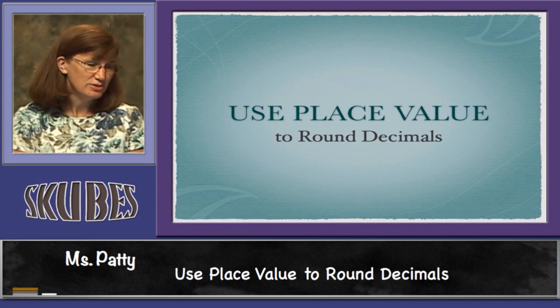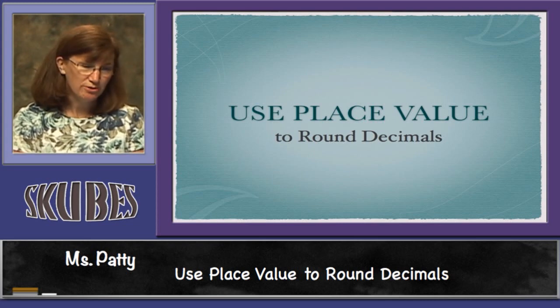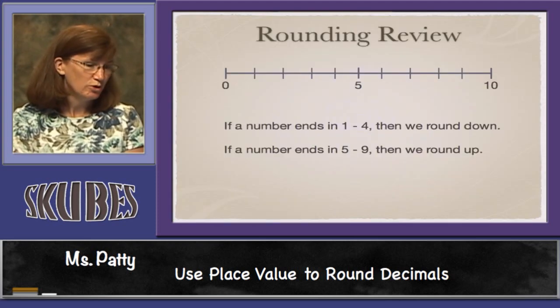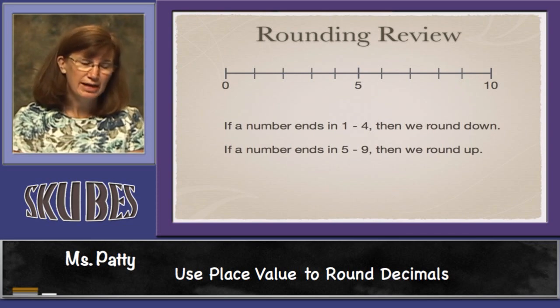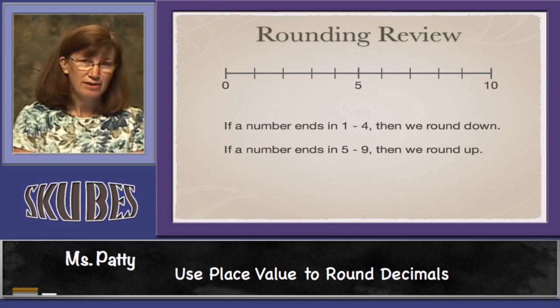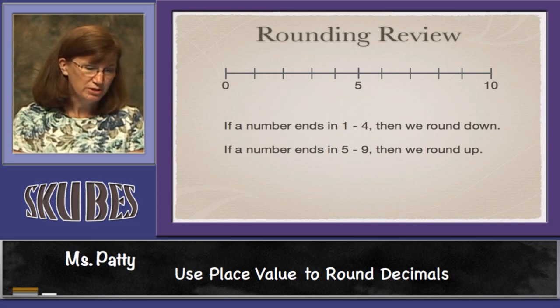This lesson is using place value to round decimals. We're going to start with a little review. When we're rounding, if the number ends, and that means in the ones column, if the number ends in 1, 2, 3, or 4, we round down. If a number ends in 5 through 9, we round up. You need to keep that rule in your mind as we round.